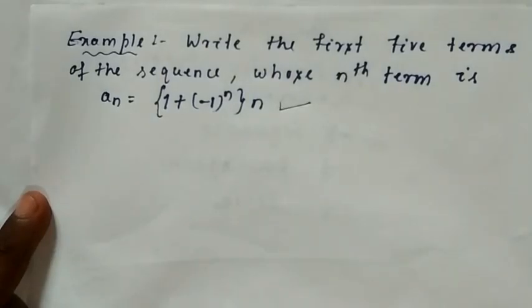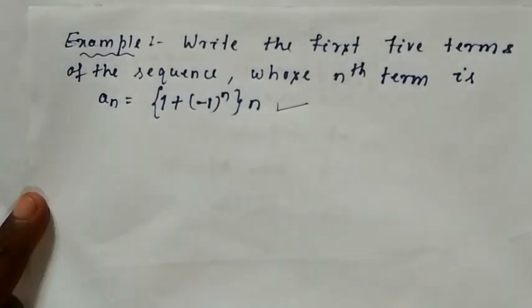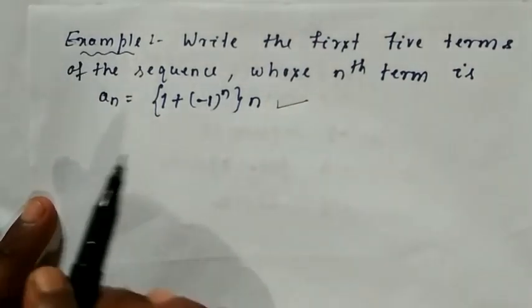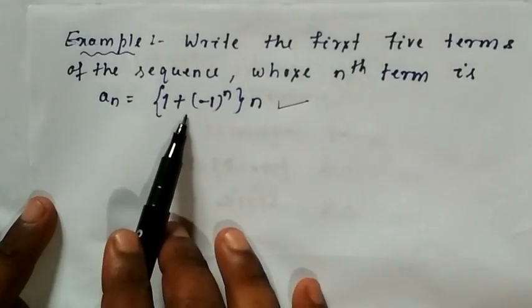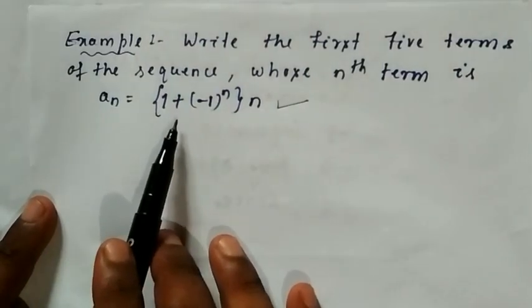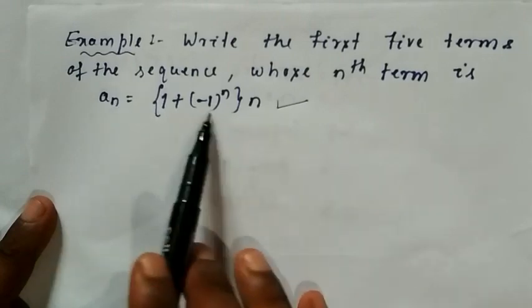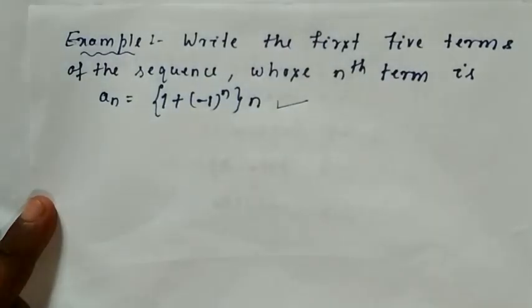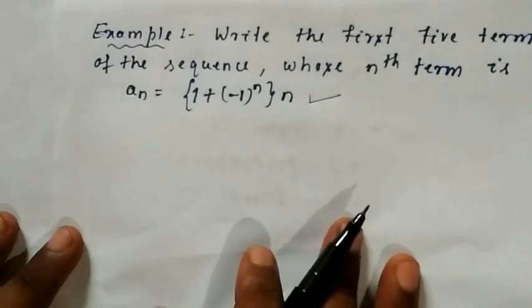I said that for some sequences you can find the nth term, but for all sequences you cannot calculate the nth term. So for those sequences whose nth term is given to you, how do you find the first 5 terms? Listen here.